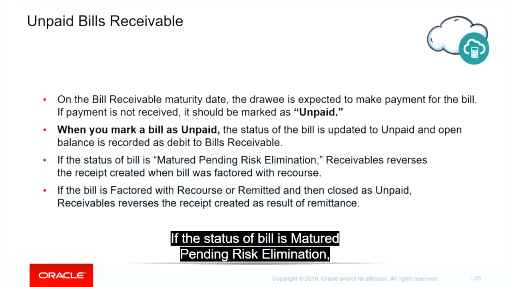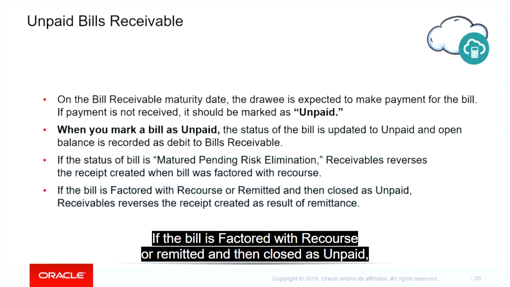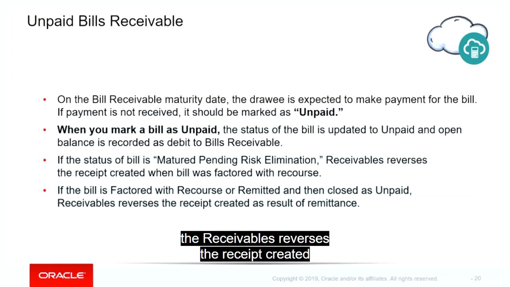If the status of the bill is matured pending risk elimination, receivables reverses the receipt created when the bill was factored with recourse. If the bill is factored with recourse or remitted and then closed as unpaid, the receivables reverses the receipt created as a result of approval of the remittance batch.